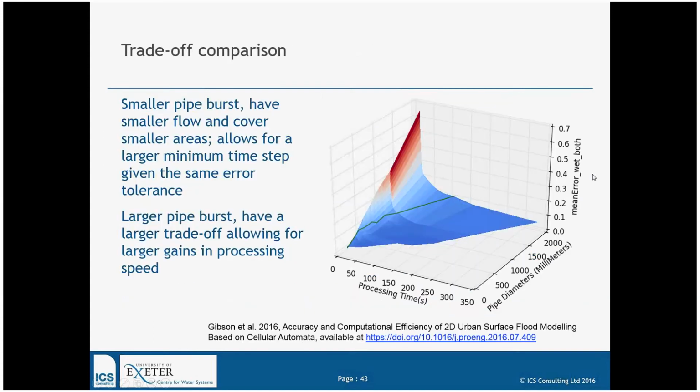So we have actually quantified, given a certain tolerance of error, what is the optimal time step for each given pipe size. So you can see that we've got much larger savings on the larger pipes as well. So instead of taking sort of 350 seconds, we can get down to 100 seconds, and we've lost very little error.